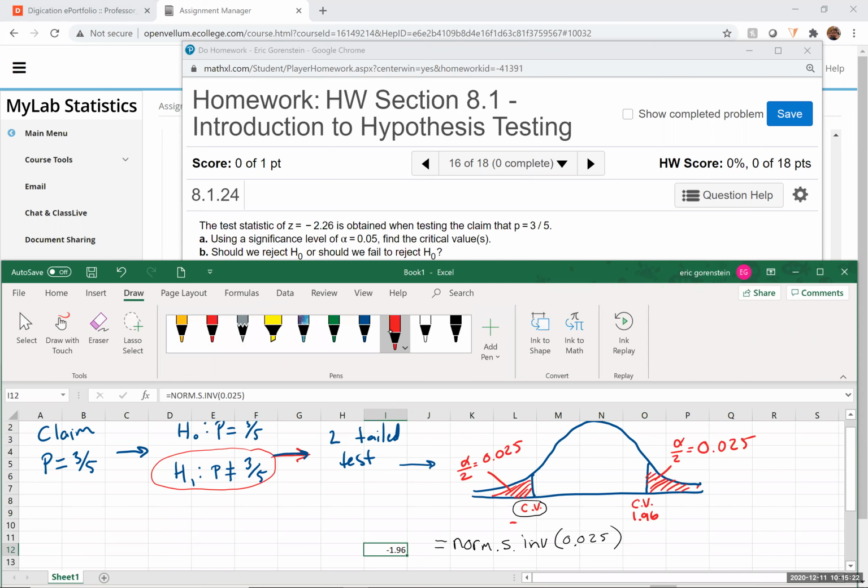Okay, so on the single tailed test, is there just one critical value? Like here you have 2? Yes. Okay. All right, that makes sense.